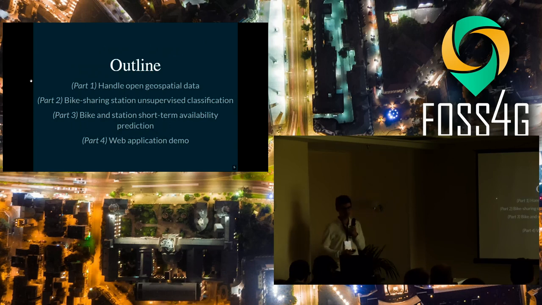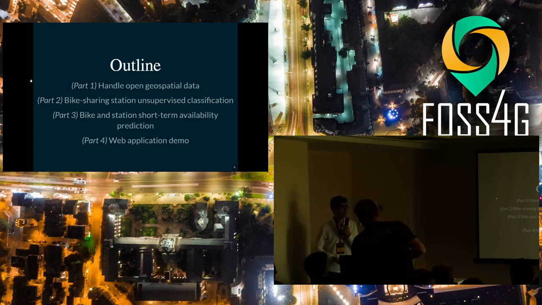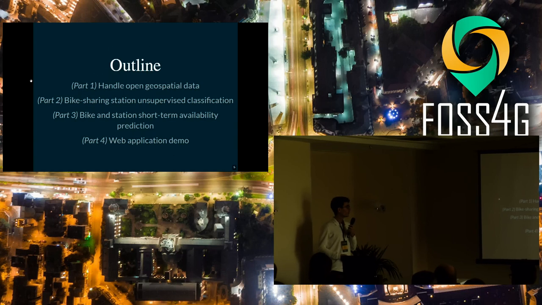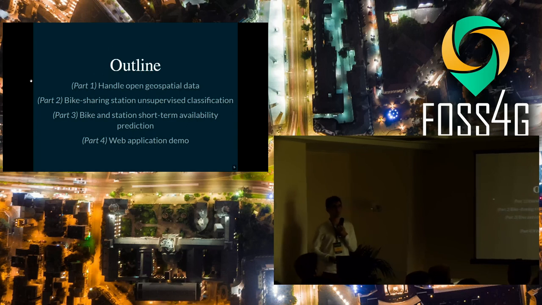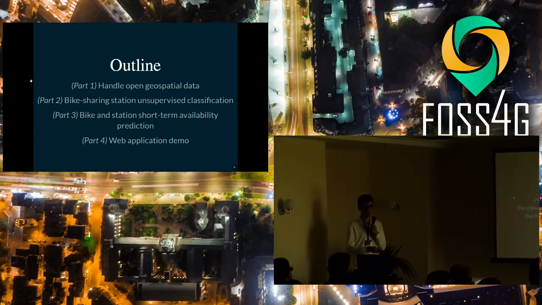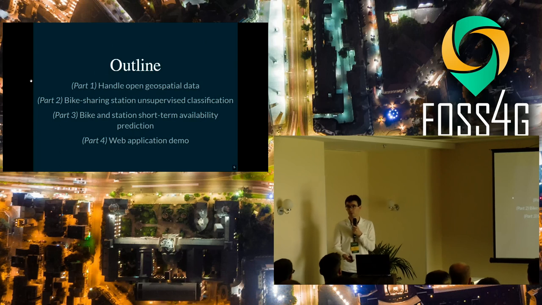So this presentation will be done in four parts. The fourth part will depend on the internet connection, so I crossed my fingers. The first part will be the detail of the data we use, so which data, which formats, which kind of information. Then I will talk about the classification, so basically by using K-means algorithm. And in the third part, just before the web application demonstration, I will talk about the availability prediction part. So I know that I have, let's say, 10 bikes at a dedicated station now, but what will be the amount of bikes in 30 minutes?